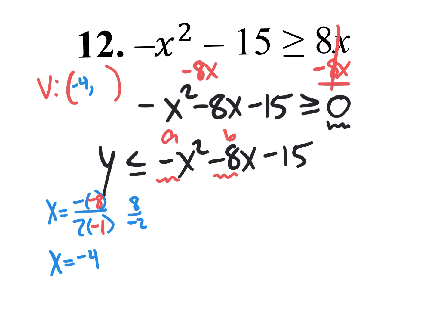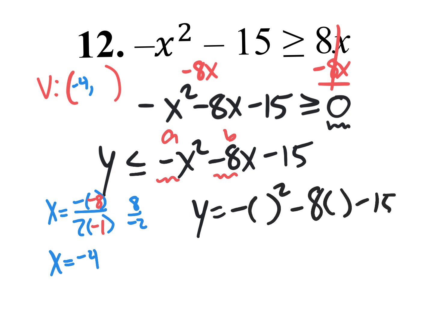We are going to plug it in, but we're going to pretend that it says equals. Y equals negative x squared minus 8x minus 15. Why do I pretend it's equals? Because I want a specific y value on my vertex. I don't want an area of my y values. I want a specific y value. That's why I say equals. So let's plug in the negative 4 right in there.